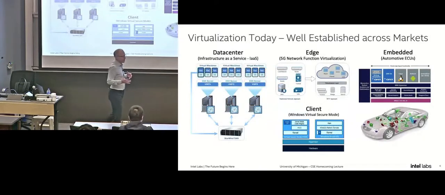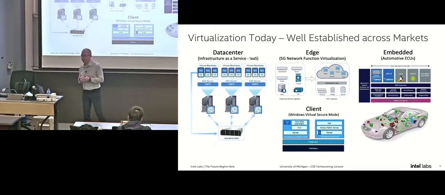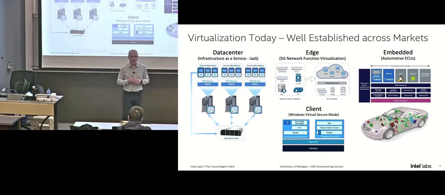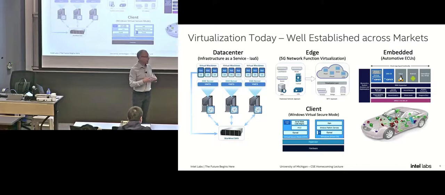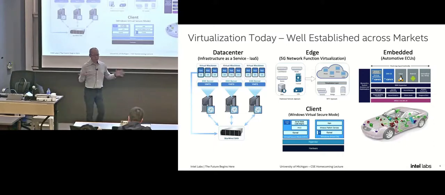If you just look at the ecosystem today, virtualization is well established. I mean, you can see it. It's sort of the foundation of cloud data centers. Infrastructure as a service is based on VMs. We see it in client systems. If you've got a Windows PC, there's something called virtual secure mode, which is the way that we can create a portion of the machine that's secured from the rest of Windows. So that's an example in client. We have in edge deployments, 5G, as it gets built out on Intel servers. The network functions, which used to run in purpose-built hardware, are now running in virtual machines, and we're aggregating them together on the same server platform. And then there's examples in embedded as well. So it's really well established throughout the industry.